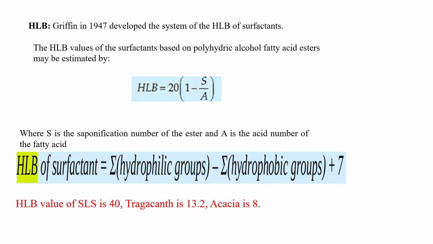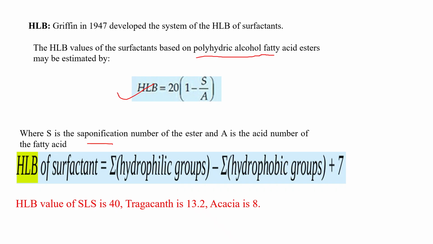The HLB value of a surfactant based on polyhydric alcohol fatty acid esters may be estimated by HLB equals 20 into 1 minus S by A, where S is nothing but the saponification number and A is nothing but the acid number of the fatty acid. Using this equation, we can calculate the HLB value of any surfactant based on polyhydric alcohol. Again, we can determine the HLB of a surfactant as the summation of hydrophilic group minus the summation of hydrophobic group plus 7.